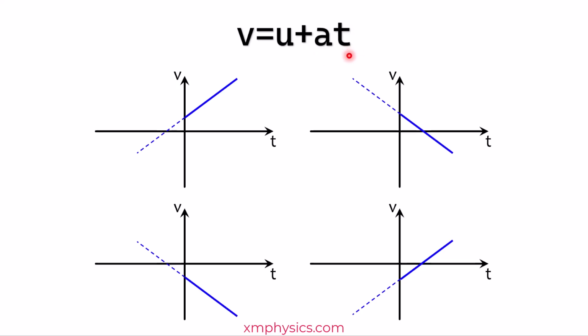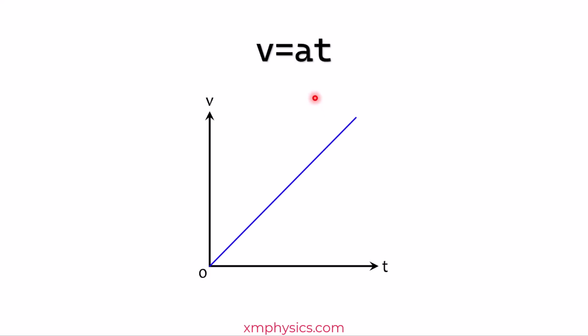Alright? Now, the graph we are most interested in is actually the one where U is 0. So the equation reduces to V equals A times T. And this is what the graph will look like. So since U is 0, the straight line graph must pass through the origin. The gradient of this line is, of course, the acceleration, and the area under the graph is the displacement.